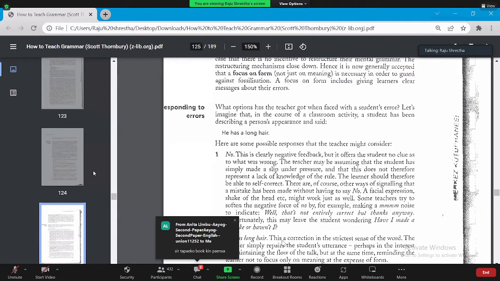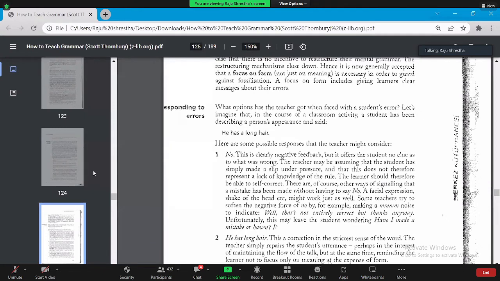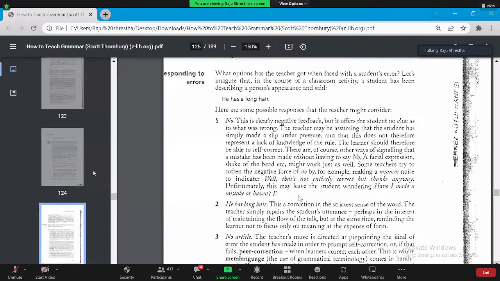This is a correction in the strictest sense of the word. It simply repeats the student's utterance, perhaps in the interest of maintaining the flow of talk, but at the same time reminding the learner not to focus only on meaning at the expense of form. When emphasizing meaning, the form got spoiled, right? So if the teacher says "he has long hair", the teacher reformulates it. This is reformulating.